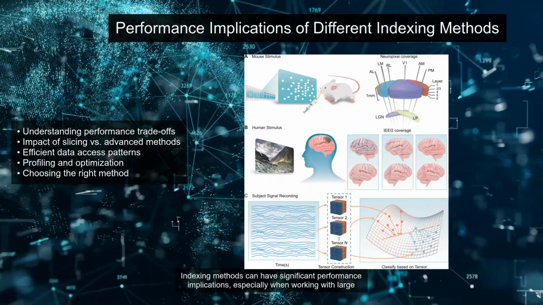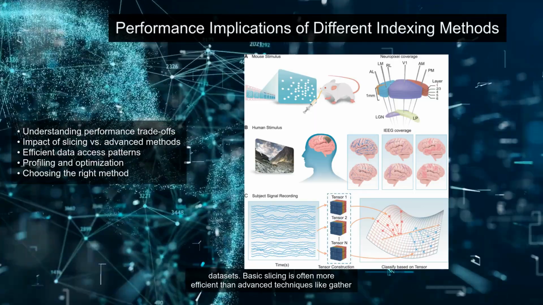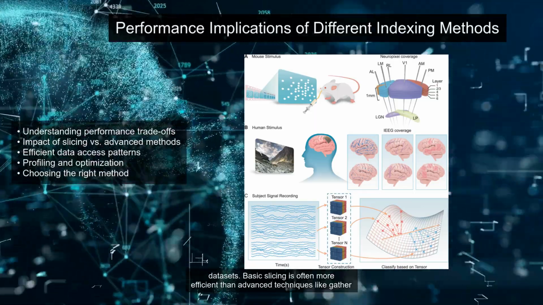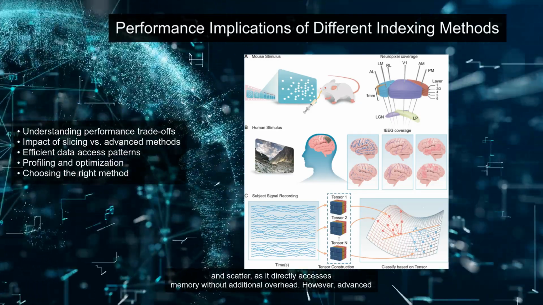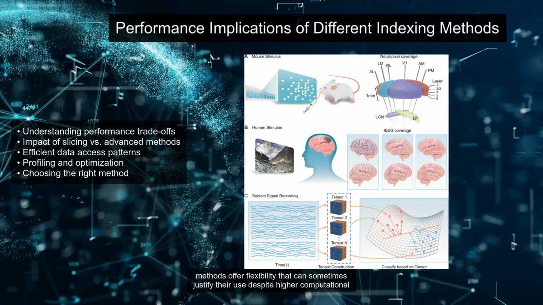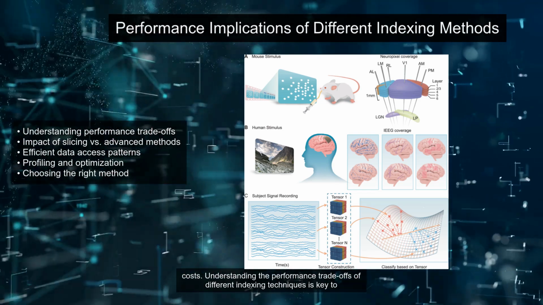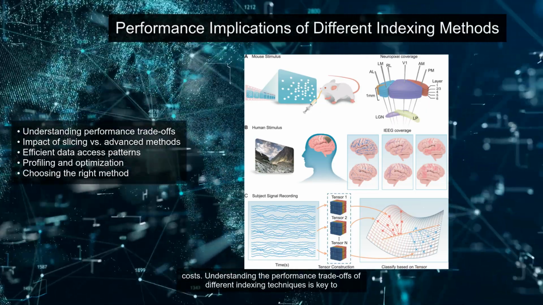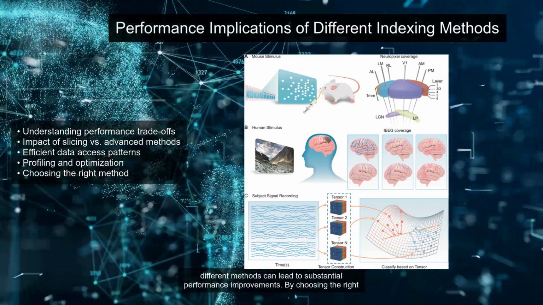Indexing methods can have significant performance implications, especially when working with large datasets. Basic slicing is often more efficient than advanced techniques like gather and scatter, as it directly accesses memory without additional overhead. However, advanced methods offer flexibility that can sometimes justify their use despite higher computational costs. Understanding the performance trade-offs of different indexing techniques is key to optimizing your code.